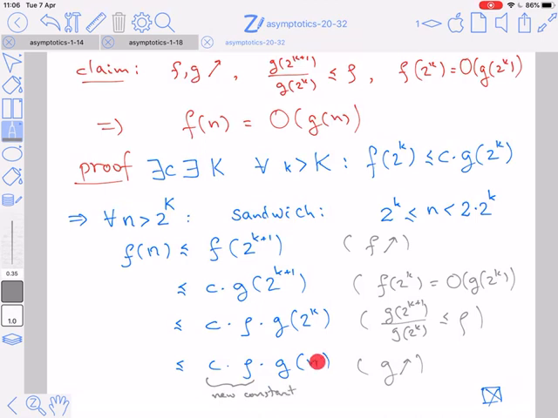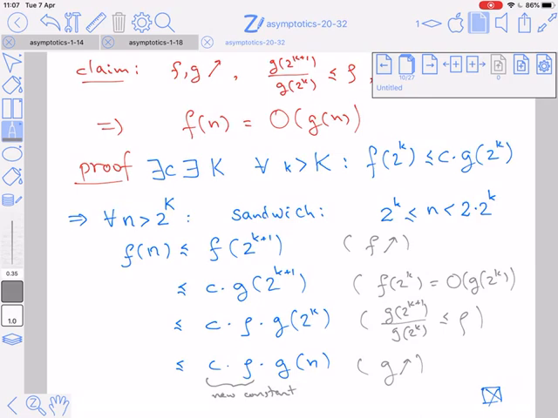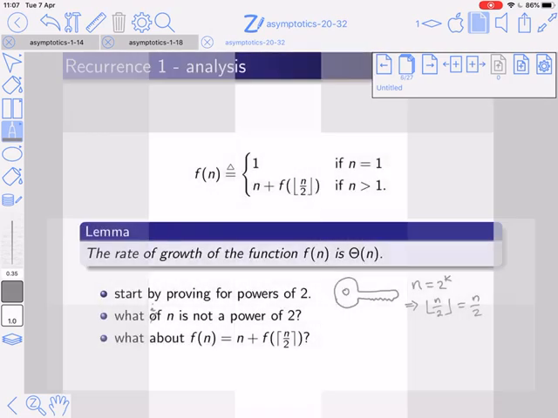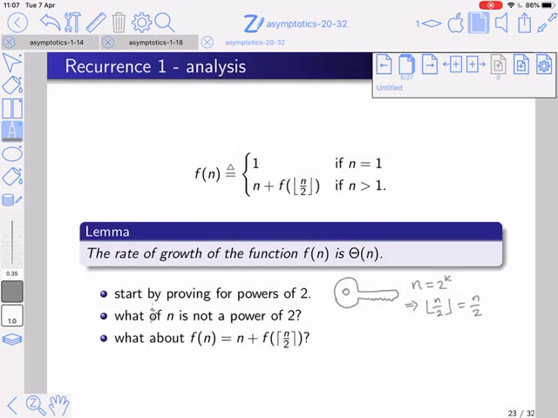So f is bounded by some constant times g(n), and this holds for every n which is sufficiently large, and therefore f is big O of g for every n as required. Good, so we have this lemma, and we have our recurrence, and we want to prove that f is big theta of n also when n is not a power of 2. We already showed this for the case that n is a power of 2. Now we're in the second part.